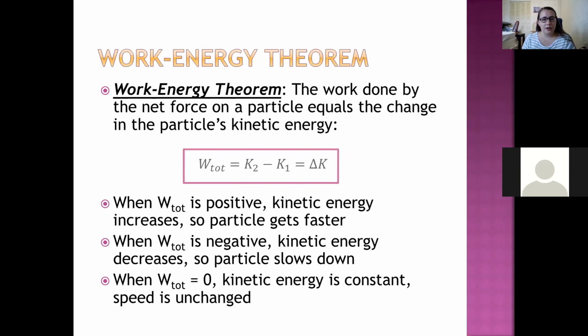So when our total work is positive, the kinetic energy increases and the particle gets faster. When the total work is negative, the kinetic energy decreases and the object slows down. And when the total work is 0, the kinetic energy is constant, and so the speed is unchanged, just like we talked about a couple minutes ago.